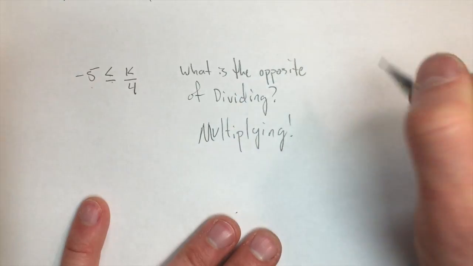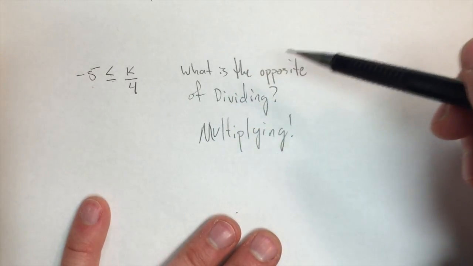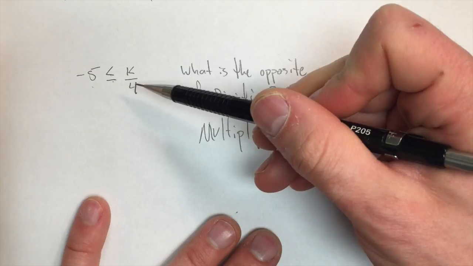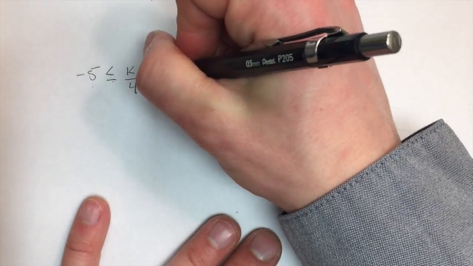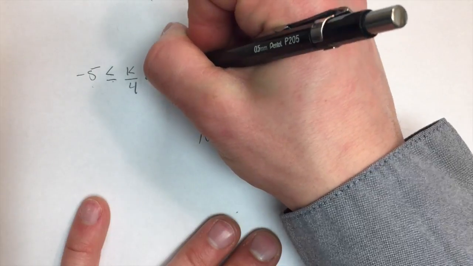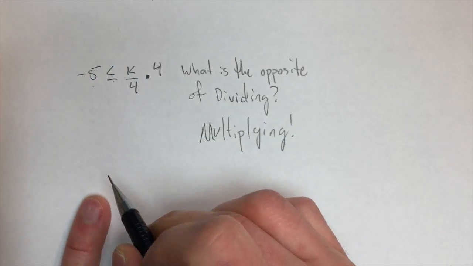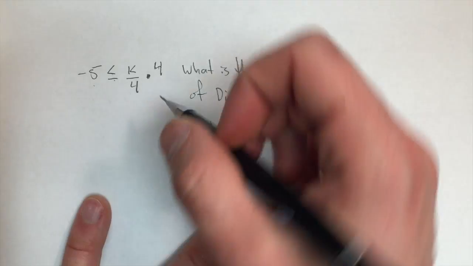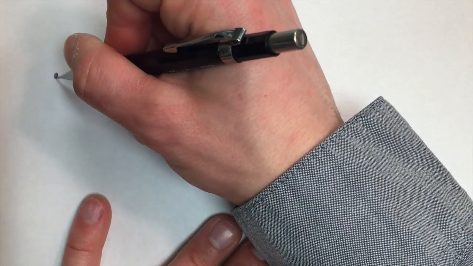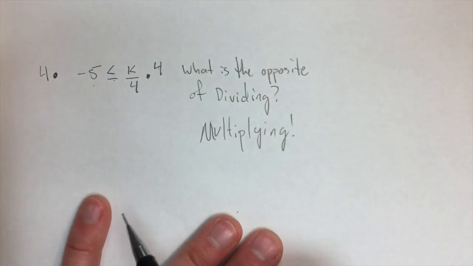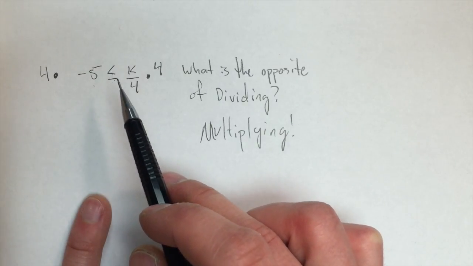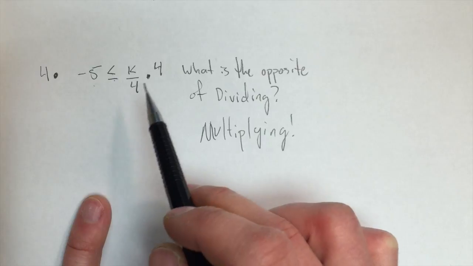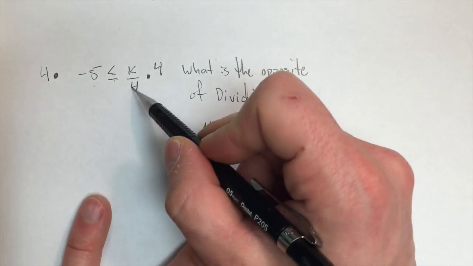Multiplying is the opposite of dividing. So I'm going to take this side and multiply by 4. What you do to one side, you have to do to the other side. Multiply by 4. 4 multiplied by negative 5 is less than or equal to k multiplied by 4. So these 4's are going to cross out.